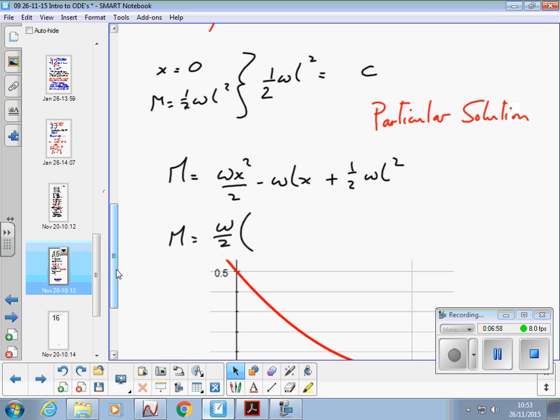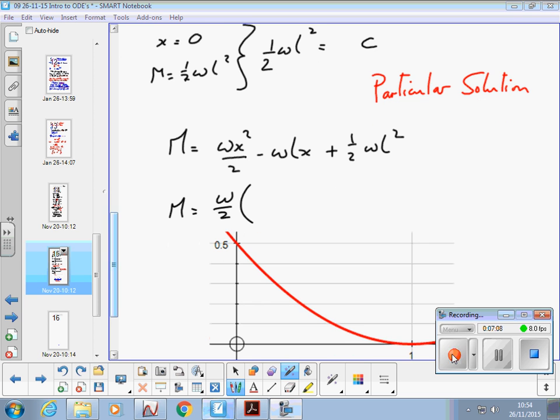So what am I left with inside the bracket? What are the three terms that I'm left with inside the bracket? Just see if you can do that, and I'll pause it here while you do it, and then we'll write it down. Hopefully you get w over 2. What do I times that by to get back to w over 2x squared? X squared.